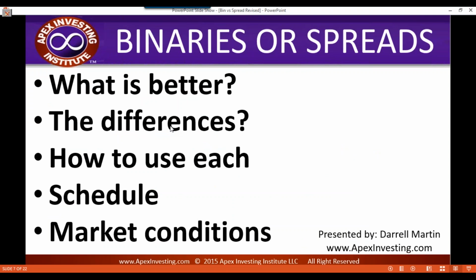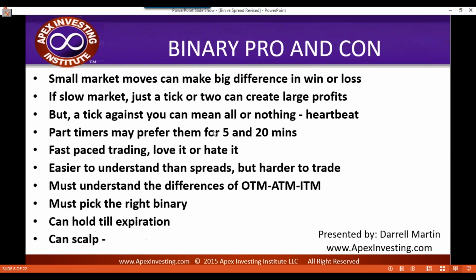All right, but we're going to talk about the differences of binary and spreads. A lot of people say, hey, Nadex offers binaries, they offer spreads. Which one is better? I don't know which one to trade. I hear pros and cons of both. I'm still trying to learn both. Which one's better? How do they work? And which one should I use in different market conditions? That's what we're going to talk a little bit about tonight.